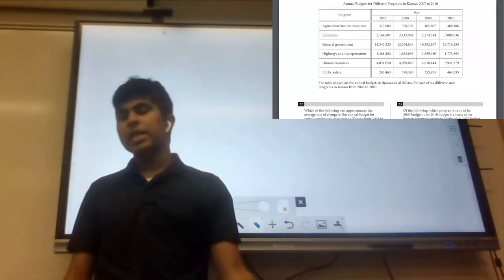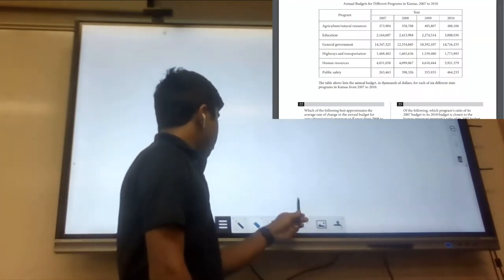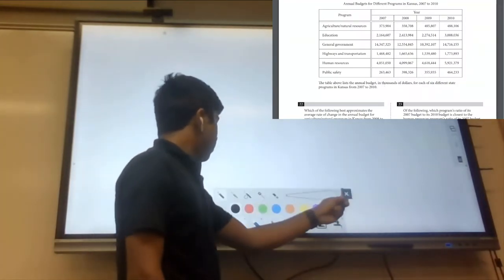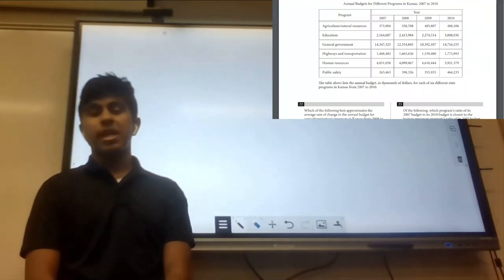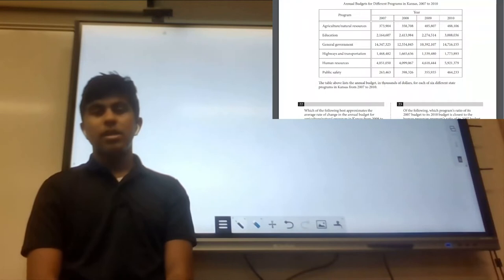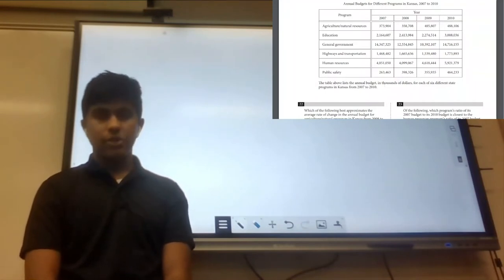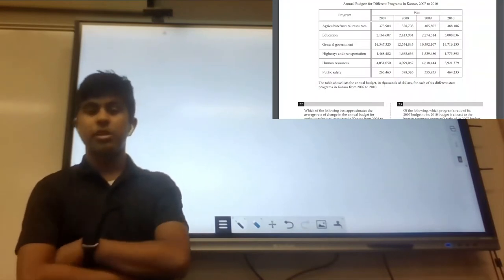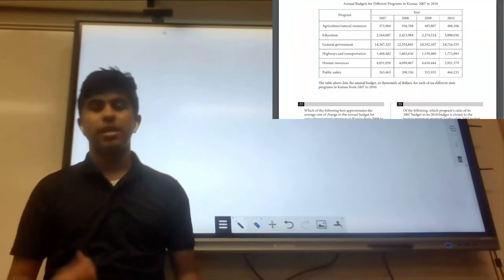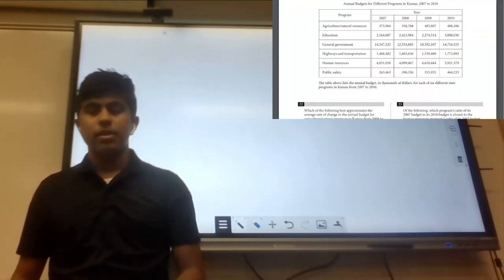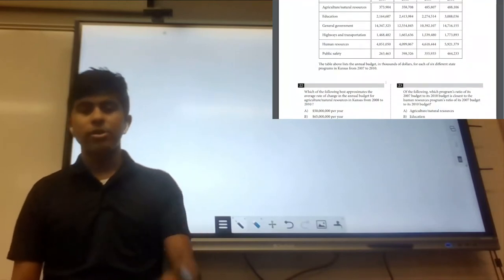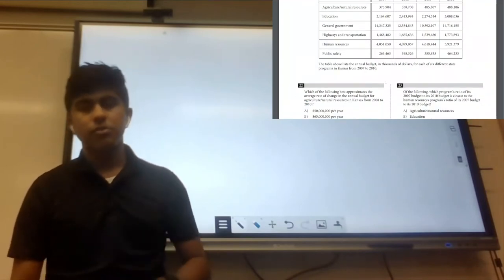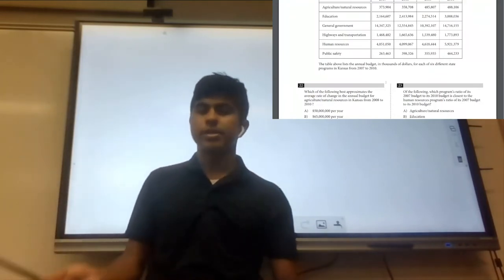Okay, so we're given this massive data table, right? So let's try to understand it first a little bit before we get to the question. So annual budgets for different programs in Kansas from 2007 to 2010. We have agriculture, natural resources, education, general government, highways and transportation, human resources, and public safety. And we're asked which of the following best approximates the average rate of change in the annual budget for agriculture slash natural resources in Kansas from 2008 to 2010.